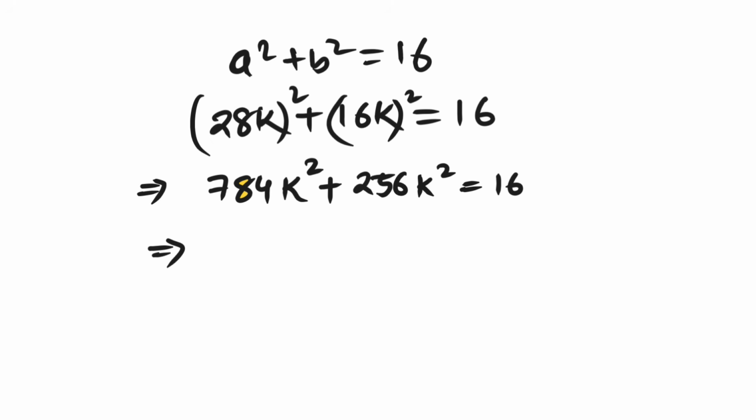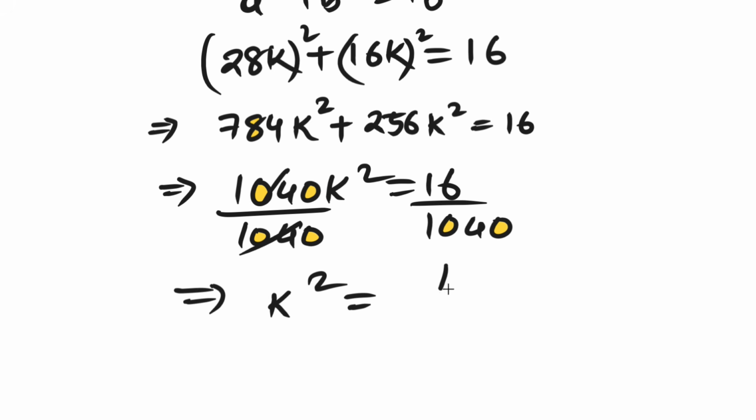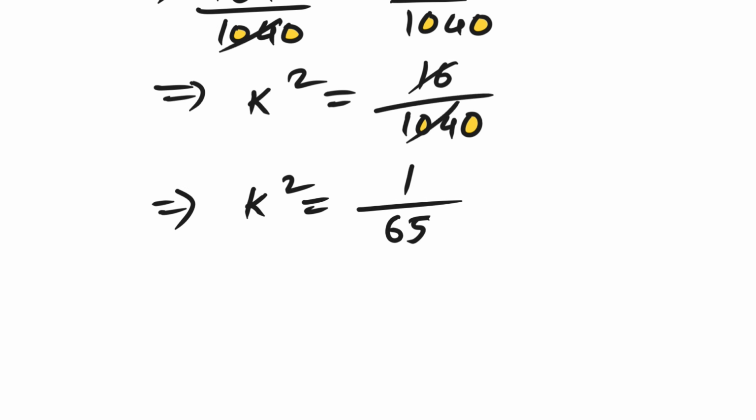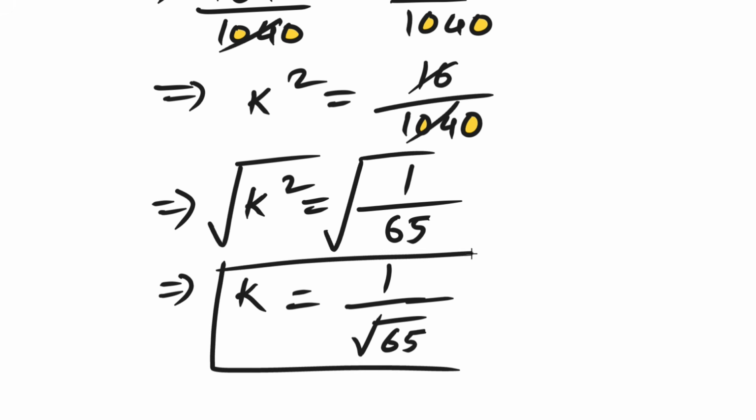Adding those coefficients gives 1040k squared equals 16. Now divide both sides by 1040. We get k squared equals 16 divided by 1040. Simplifying that fraction by dividing numerator and denominator by 16 gives k squared equals 1 divided by 65. Taking the positive square root gives k equals 1 divided by the square root of 65.